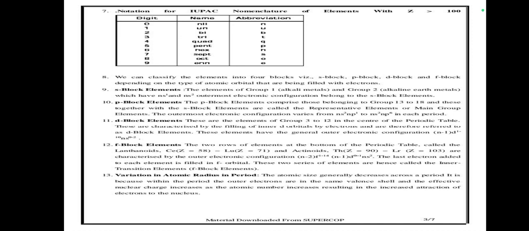Next point is variation in atomic radius in a period. The atomic size generally decreases across the period. It is because within the period the outer electrons are in the same valence shell and effective nuclear charge increases as the atomic number increases, resulting in the increased attraction of electrons to the nucleus.